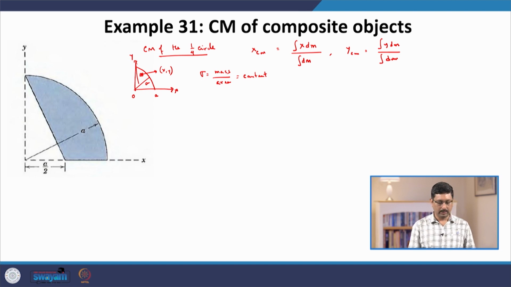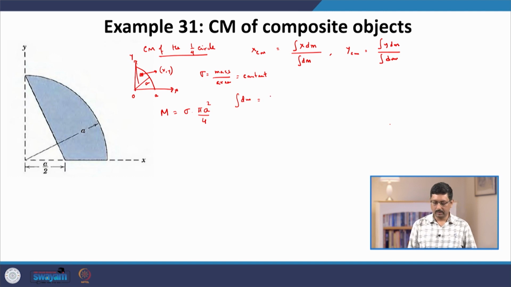If the total mass of the quarter of a circle is m, then m must be the density times the area. The area of the circle is pi times the radius squared, and this is a quarter of a circle, so the full circle divided by 4. We know the answer. Now we are going to do this integral to get the answer, which will give us some practice in the calculation.